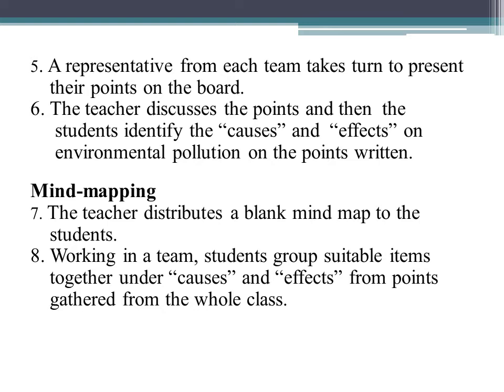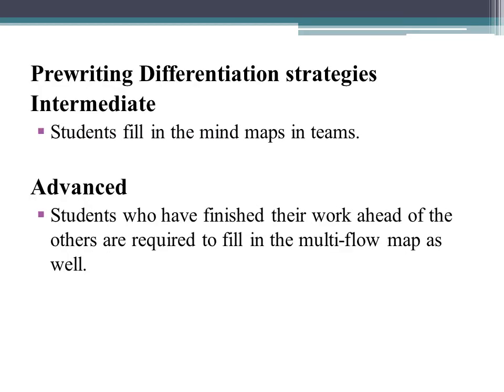After that, the teacher discusses the points and then the students identify the causes and effects on environmental pollution on the points written. Right, after that, there will be a simple activity, which is the mind mapping. The teacher will distribute a blank mind map to the students. Working in a team, students group suitable items together under causes and effects from points gathered from the whole class. Okay, so the students are required to fill in the mind mapping from the points just now that the representative shared on the board.